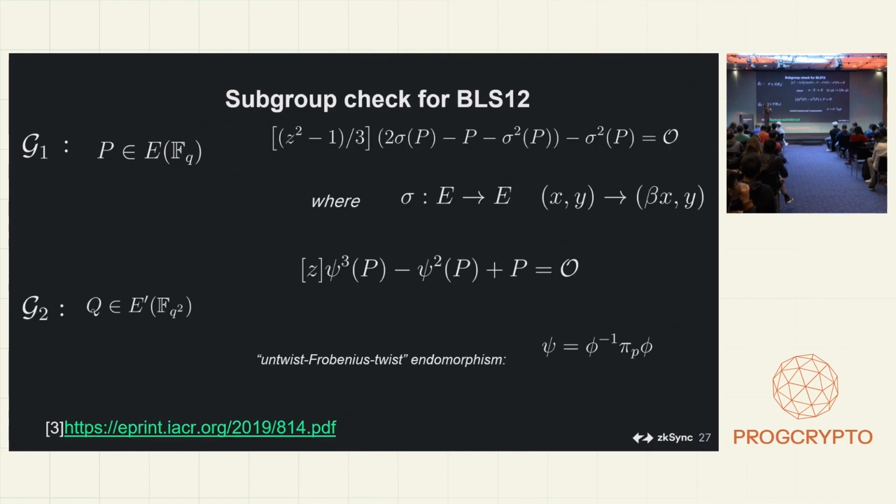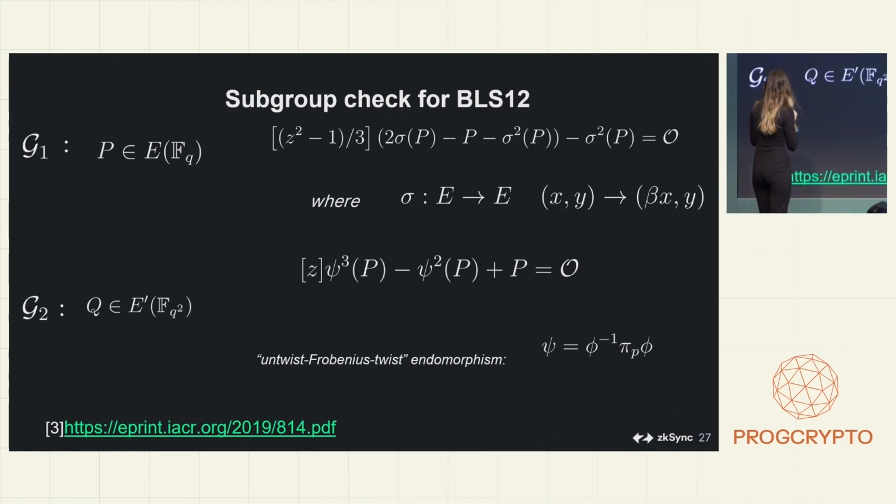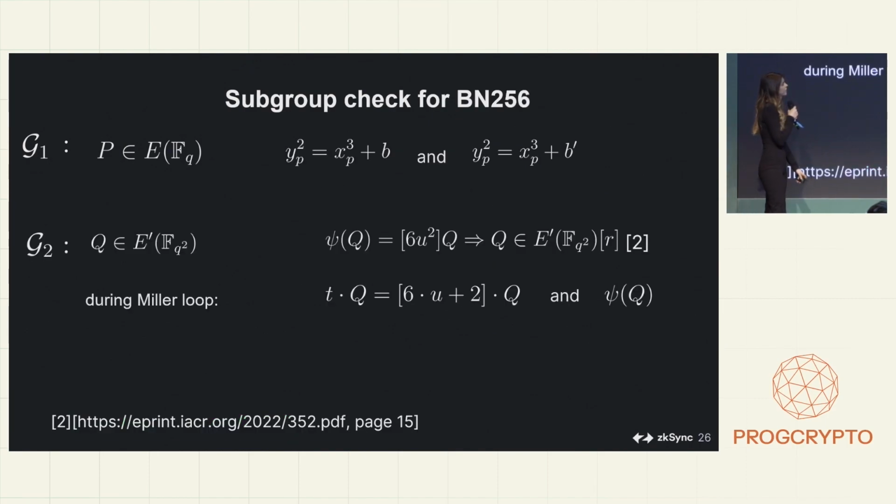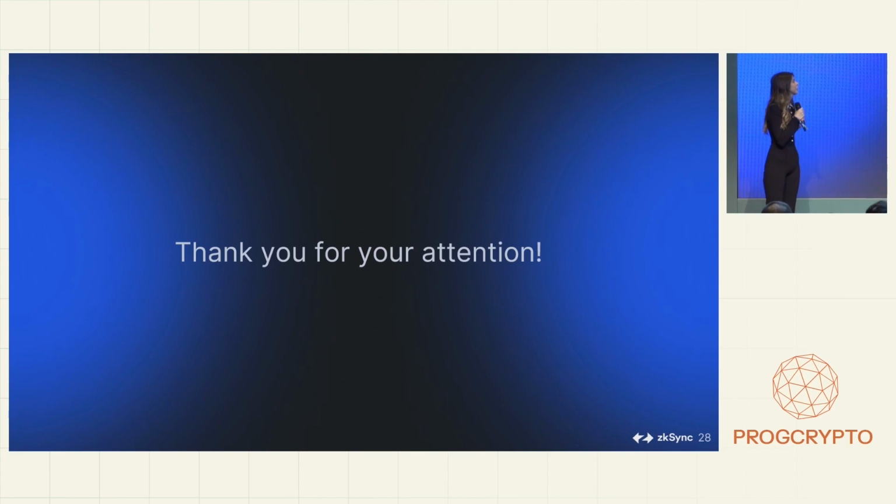So the next one is subgroup check for BLS. It's different formulas, but the same. We have Frobenius endomorphism, and we can get Frobenius endomorphism in the Miller loop. And also I wanted to add, for previous slides, that we don't need to check that the point is in G1, because when we switch the curve to a twist, we actually do this. We actually check this point. So that's all. Thank you for your attention.